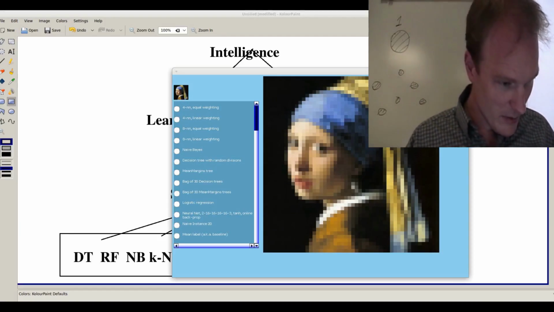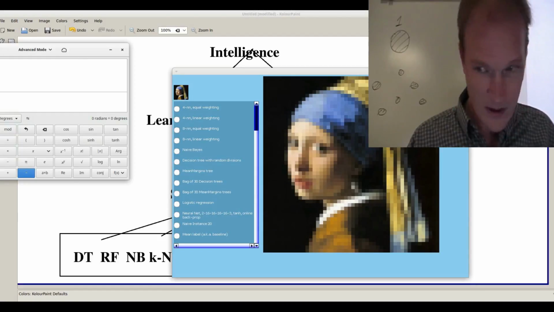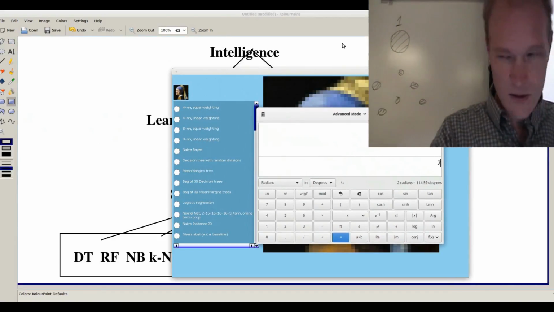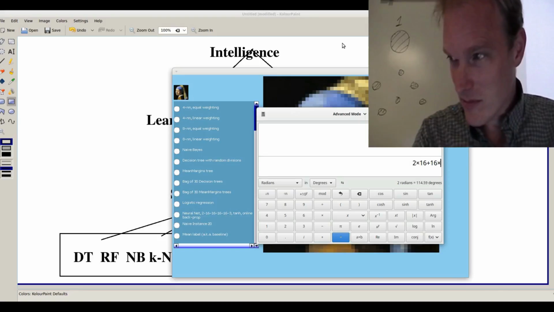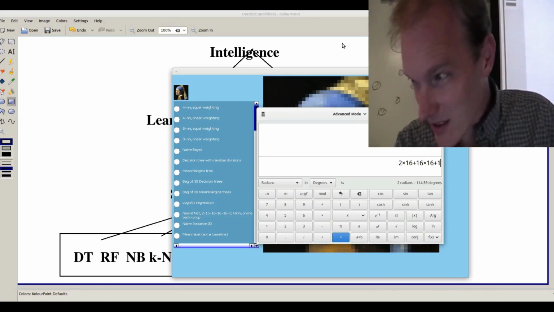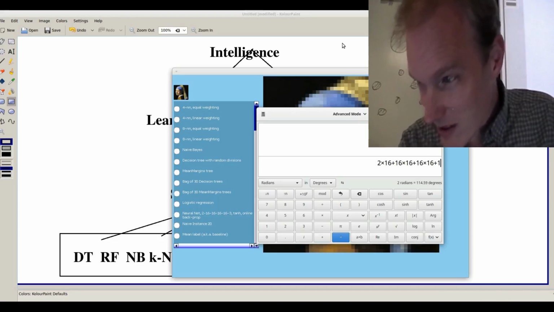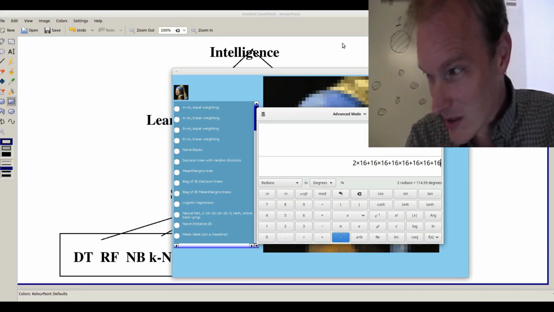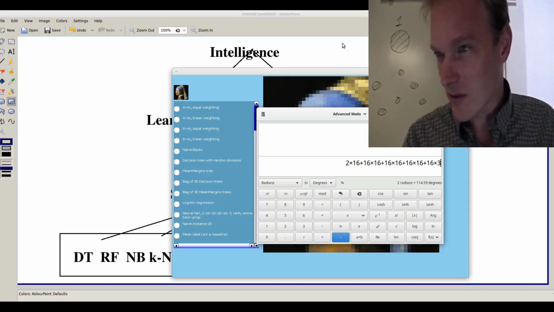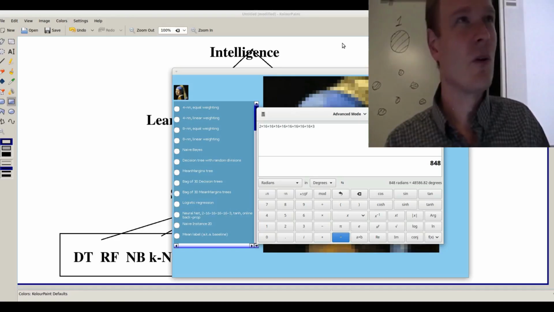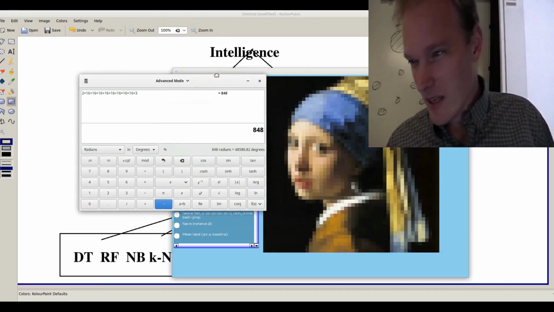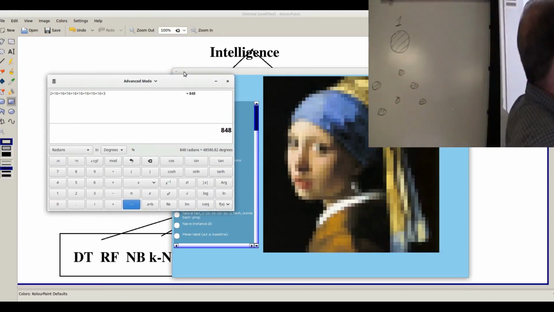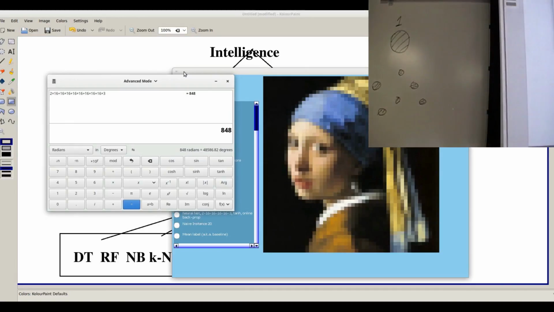Now I had, let's actually see how many I had. Okay, let's get out my calculator. I had 2 times 16, plus 16 times 16, plus 16 times 16, plus 16 times 16, plus 16 times 3. What's that going to work out to? 848 total values. And remember, these 848 values, if I did the math right, it's close to that either way, are accounting for all 3 color channels, right? So it's predicting red, green, and blue.